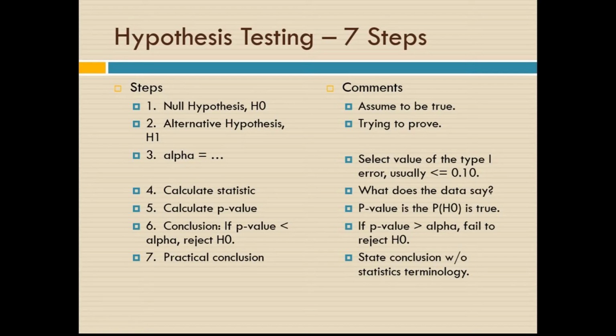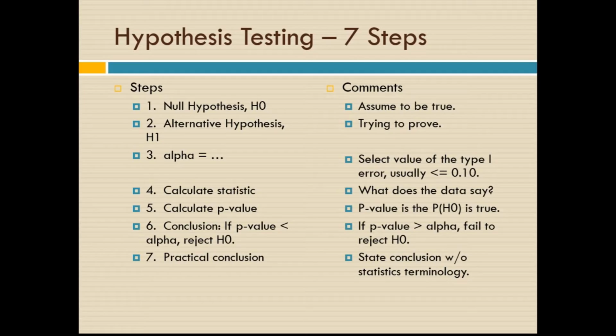So the 7 steps, the first 2 are together. One of them is establishing the null hypothesis, and the second one is establishing the alternative hypothesis. Now there's lots of different ways to write these depending on the type of test, but let's just talk about what they mean. The alternative hypothesis, a lot of times that's just called the hypothesis, is what you're trying to prove. The null hypothesis is what you assume to be true. You don't have to prove it.